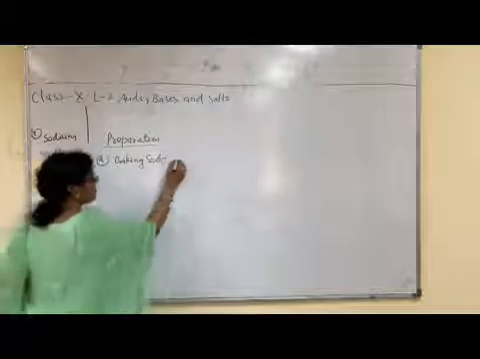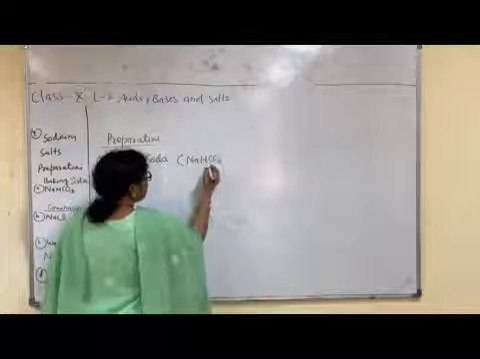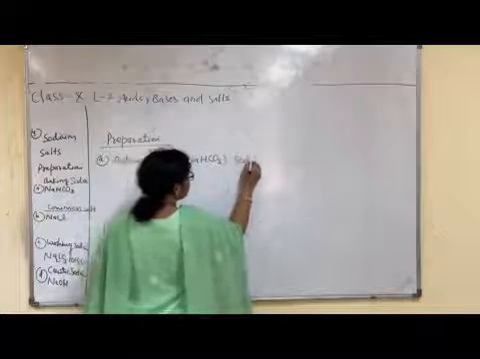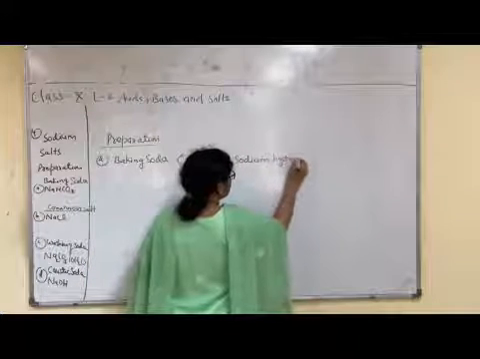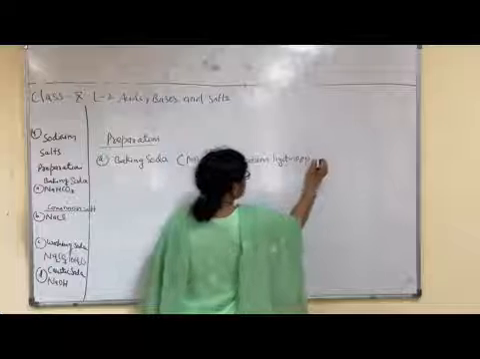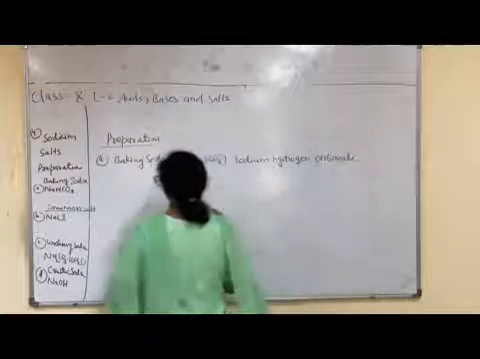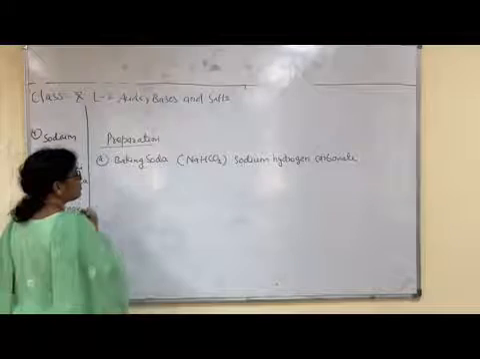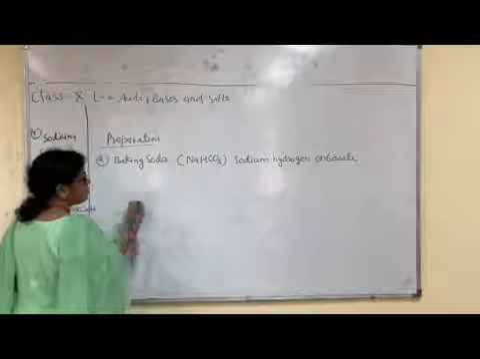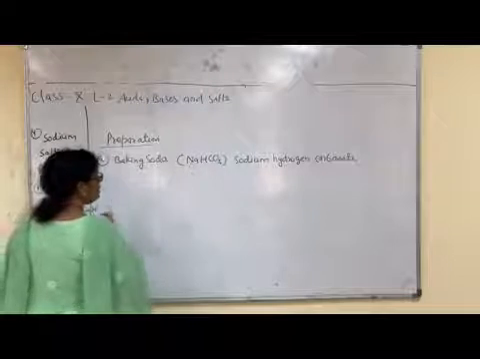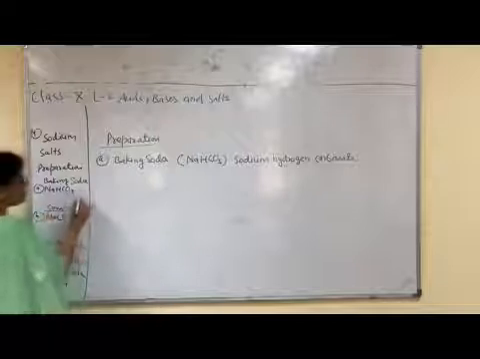What is baking soda? Sodium hydrogen carbonate. Right? Baking soda is the commercial name. The chemical name is sodium hydrogen carbonate and the molecular formula is NaHCO3. Now, preparation of baking soda by the Solvay method.